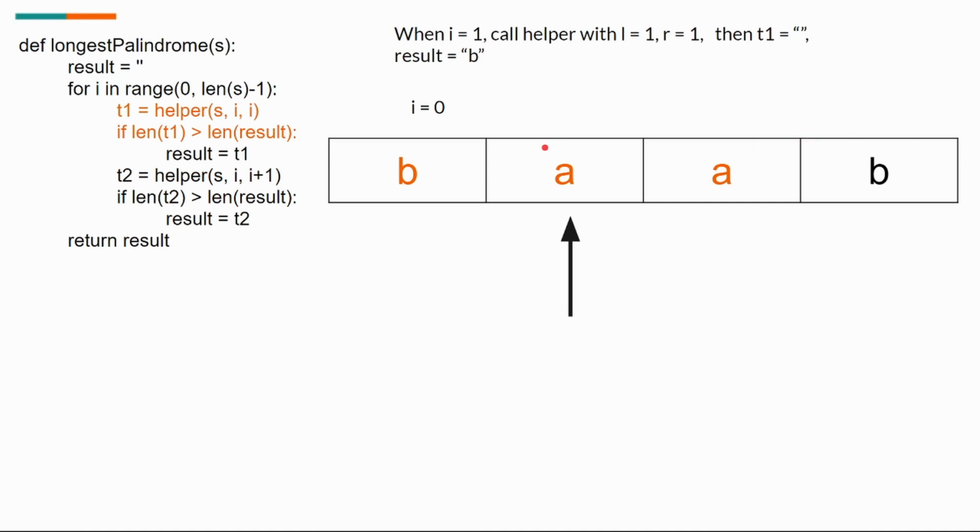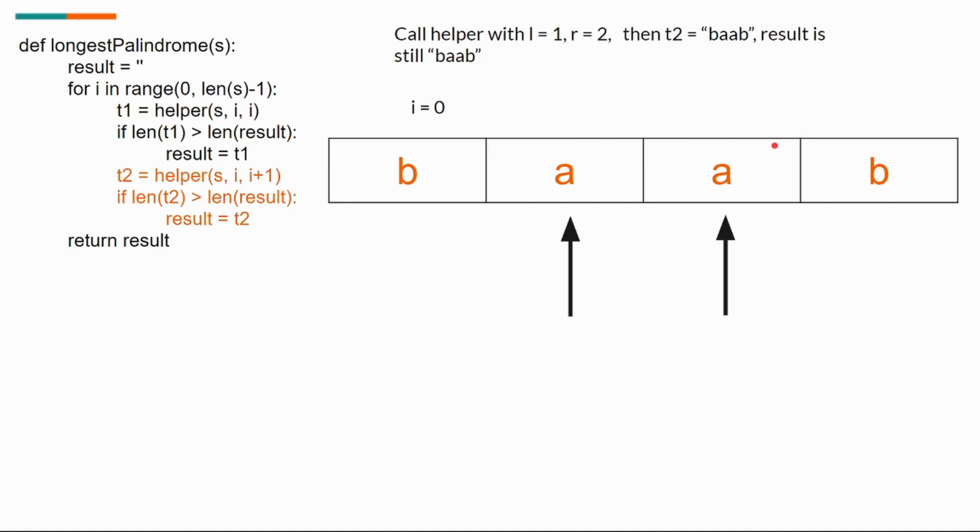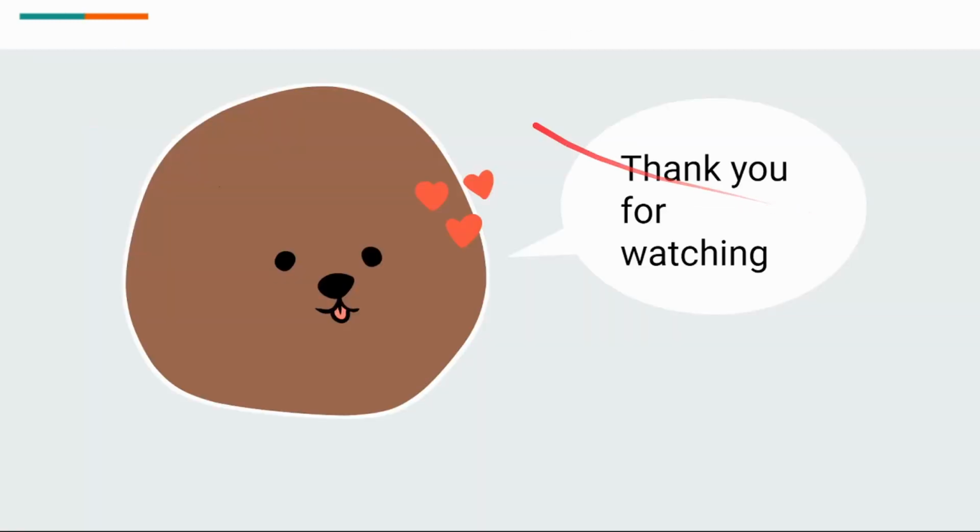Now when I is 1, L is 1, R is 1, it returns nothing. Now, when L is 1 and R is 2, it will return BAB. And that would be the longest palindrome, which is the whole string. So you return BAB. Thank you for watching.